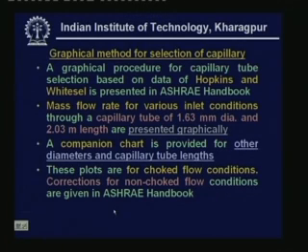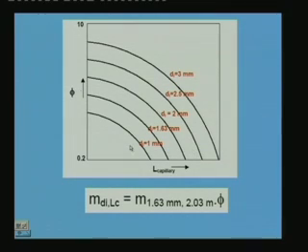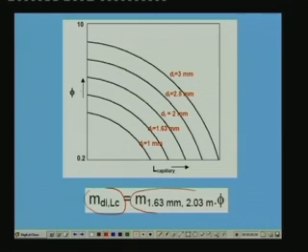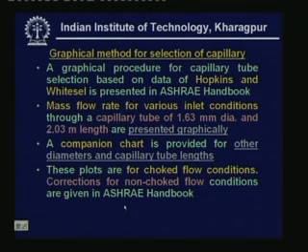Now, a companion chart is provided for other diameters and capillary tube lengths, because it is not necessary that your capillary diameter is 1.63 millimeter and length is 2.03 meters. You can have any other diameter and length. For any other diameter and length, the actual mass flow rate is the mass flow rate through the standard 1.63 mm diameter capillary multiplied by a flow correction factor phi. This flow correction factor phi is given as a function of the length of capillary at different diameters. For example, if the length of the capillary is 2.03 meter and the diameter is 1.63 mm, then the flow correction factor will be 1, because this is the standard capillary. These plots are for choked flow conditions, and ASHRAE has also given corrections for non-choked flow conditions.